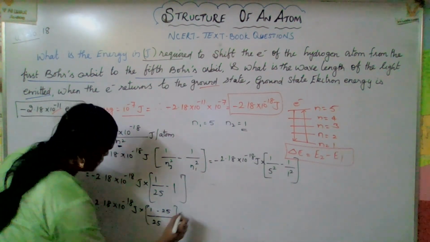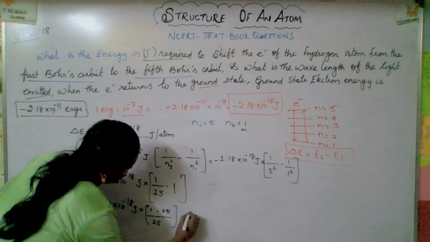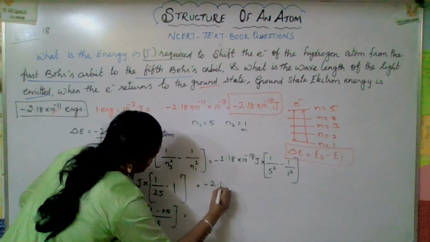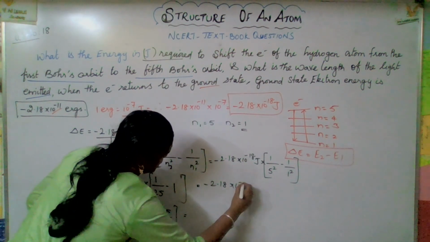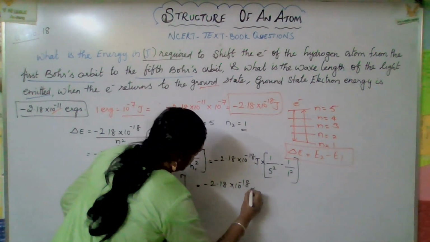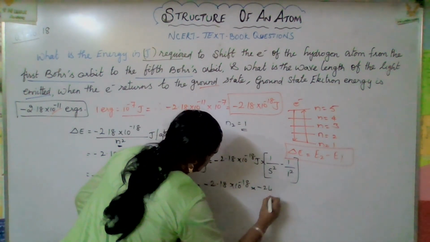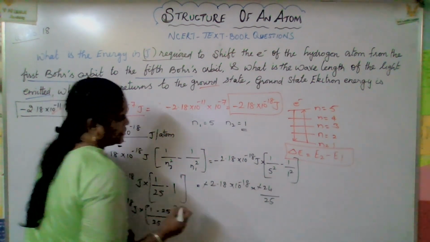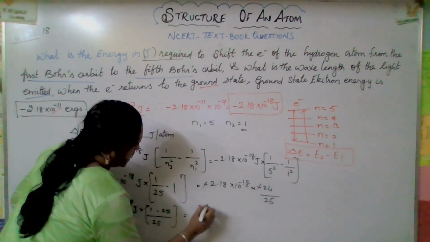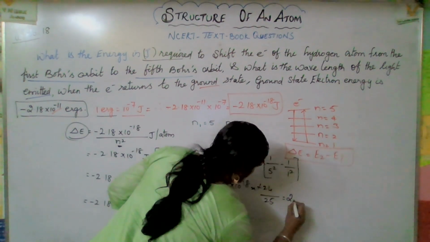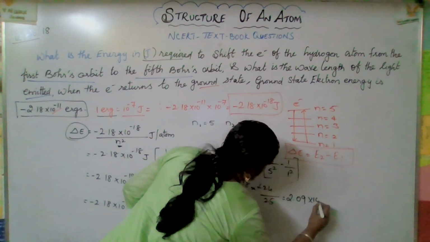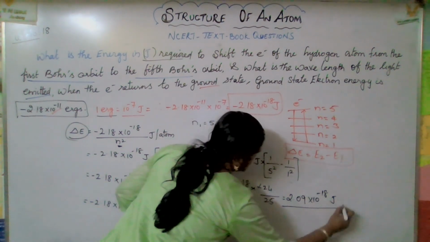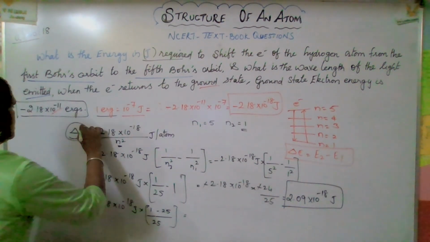So here equal to minus 2.18 into 10 to the power of minus 18 into minus 24 divided by 25. So minus and minus cancel. Now what is the answer? You will get 2.09 into 10 to the power of minus 18 joule. Okay, so this is the answer you are receiving for the delta E, right?